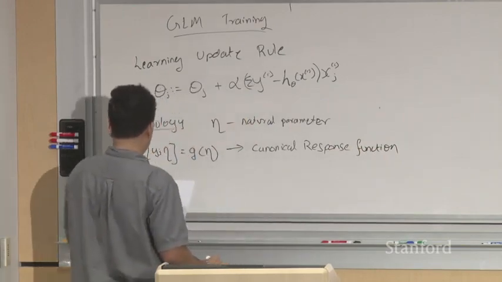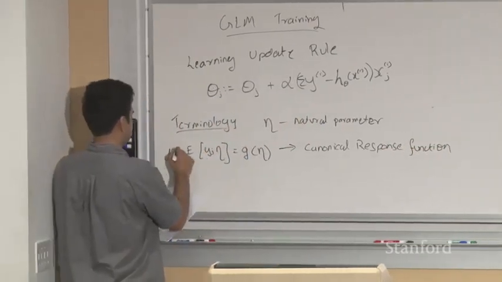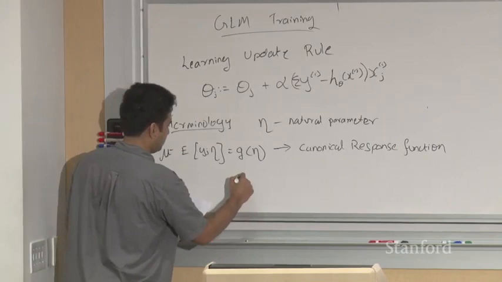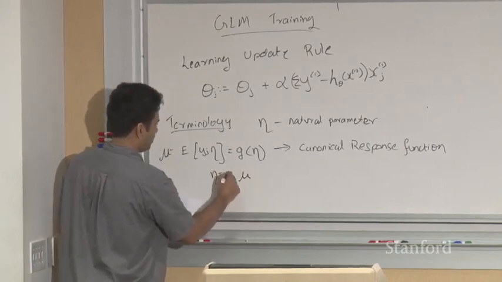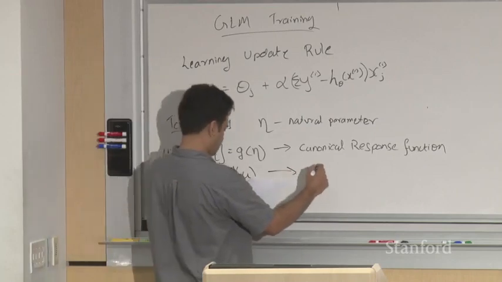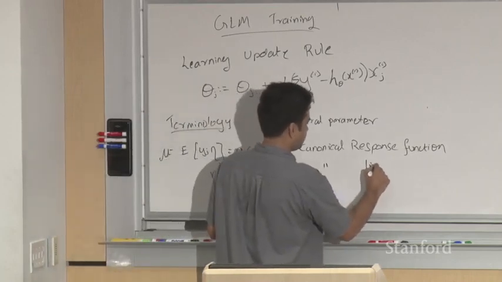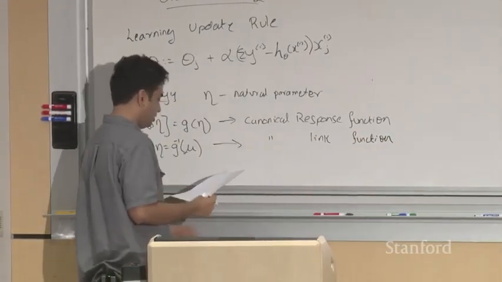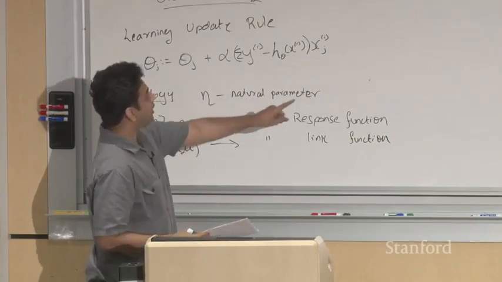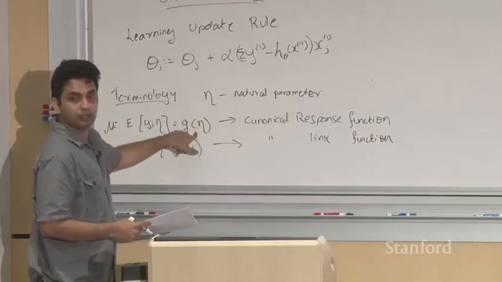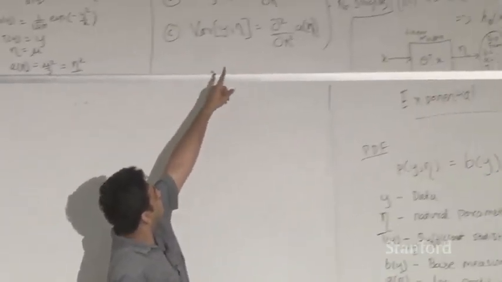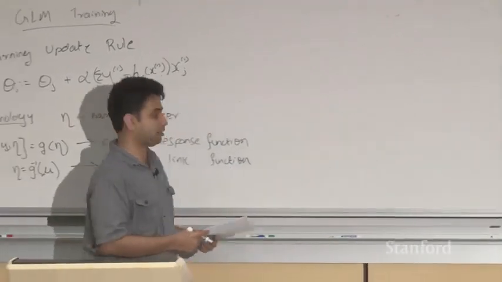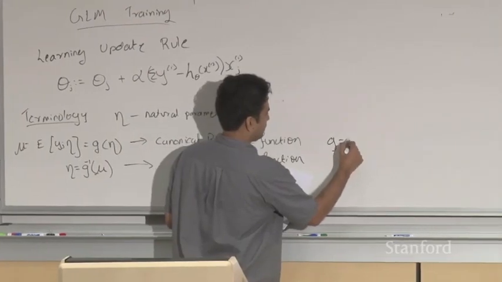Right? And similarly, let's call it mu, the mean of the distribution. Similarly, you can go from mu back to eta with the inverse of this, and this is also called the canonical link function. This is some terminology. We also already saw that g of eta is also equal to the gradient of the log partition function with respect to eta.